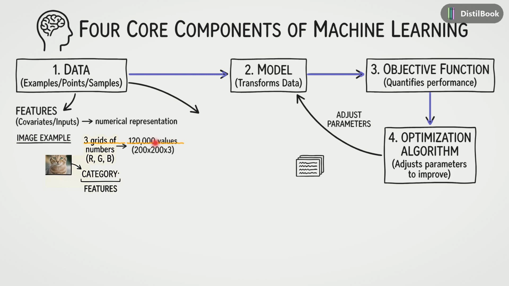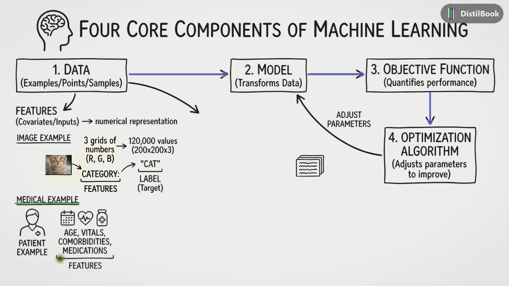In supervised learning, we also need a target to predict, which we call the label. In this case, the label is the category cat. Now consider a medical example. Here, the features aren't pixels, but patient attributes like age, vitals, and medications. We use these to predict a binary outcome, such as survival within a 30-day window.